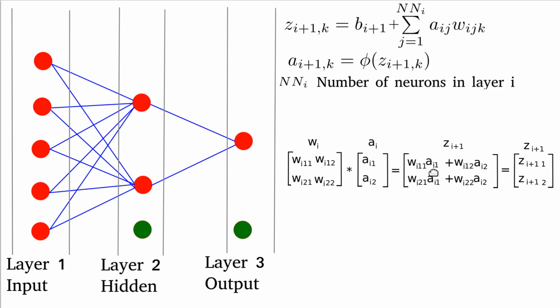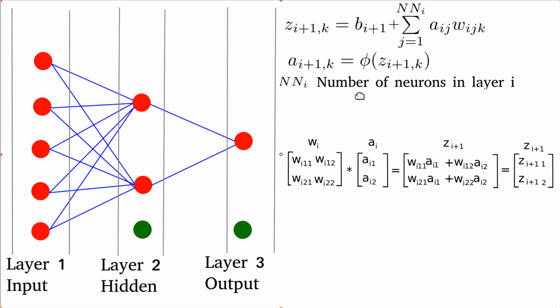W11 times A1 plus W12 times A12, or A2. So this index, this J index, is indicating the neuron number in layer I. The same with this J matrix, this J index. And then the K index is indicating the neuron number in the second layer, I plus 1.